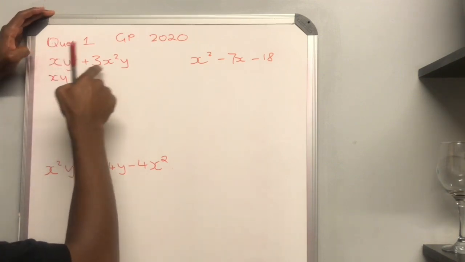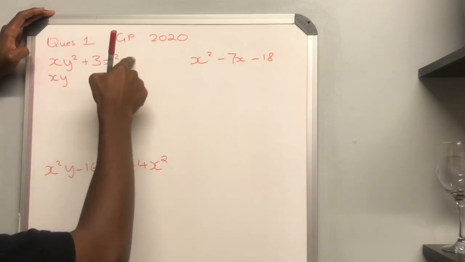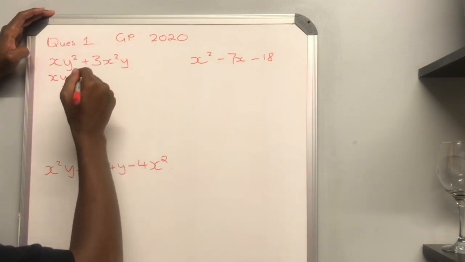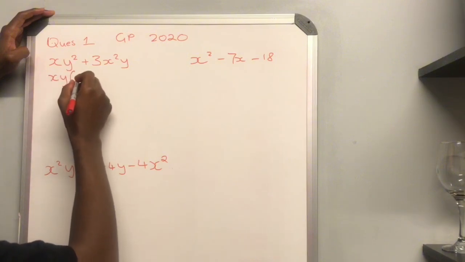Because it can't be 2, there's no y to the power of 2 this side. And there's only 1 x to the power of 2. So this is how it looks.